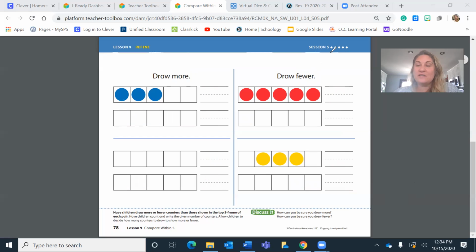Now what you're going to do is you're going to go into Class Kick and you are going to work on your quiz. Parents, please make sure that the students do this by themselves. You'll listen to your directions that are given on Class Kick and complete your assignment.